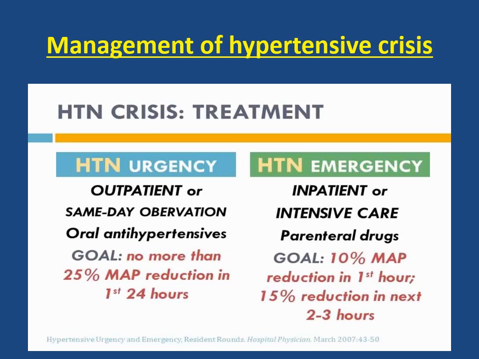The management of hypertensive crisis. If we have a case of hypertensive urgency, we manage on an outpatient basis or same-day observation, and adjust the oral antihypertensive drugs, and the goal is to reduce the blood pressure by no more than 25% of the mean arterial blood pressure in the first 24 hours. While in a patient with hypertensive emergency, we should admit the patient to the ICU and give parenteral drugs with the aim of reducing the blood pressure by about 10% from the mean arterial blood pressure within the first hour, then a 15% reduction in the next 2 to 3 hours.